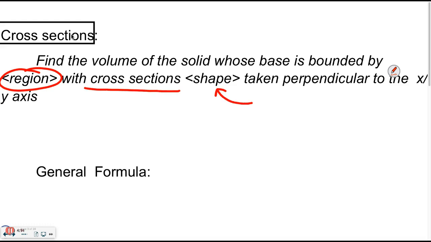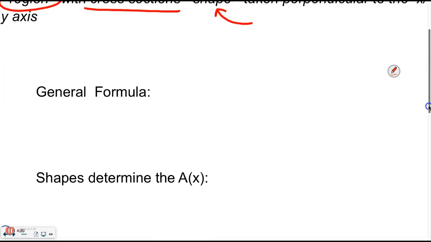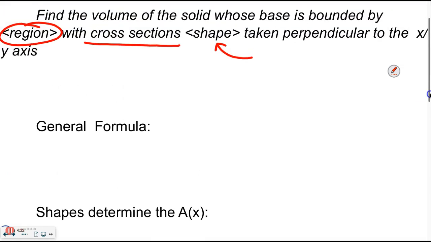Depends on when you cut the loaf, right? And they're always taken perpendicular, and it'll say which axis to. So it'll say either to the x-axis or the y-axis. Well, to get the volume of any solid, you need the area of the face, and we call that A of x. That's the area of a face.